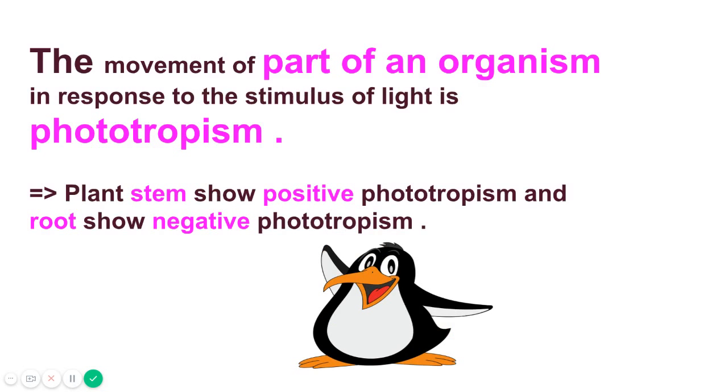Now let's see phototropic movement. The movement of part of an organism in response to the stimulus of light is phototropism. Plant stem show positive phototropism and root show negative phototropism. Positive means towards the stimulus and negative means away from the stimulus.